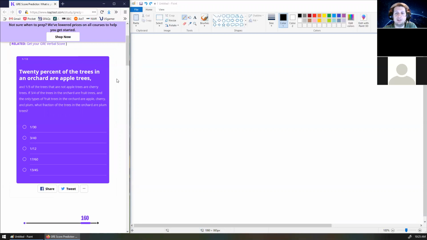20% of the trees in an orchard are apple trees, and 1/3 of the trees that are not apple trees are cherry trees. If 3/4 of the trees in the orchard are fruit trees, and the only types of fruit trees in the orchard are apple, cherry, and plum, what fraction of the trees in the orchard are plum trees?